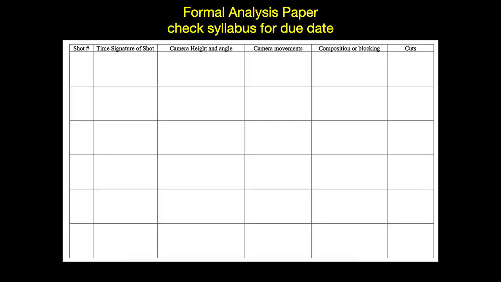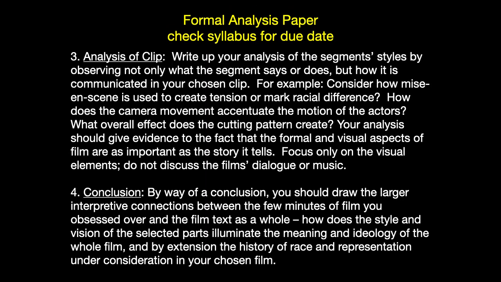After you've filled out your shot chart, and again, there is an example on the course website of a brilliantly filled out shot chart by a former student in this class. You then go to the most important section of your paper, which is the actual analysis of your clip. Remember, what is the clip saying and how is it saying it visually? So for example, how is mise-en-scène used to create tension or mark racial difference? How does the camera movement accentuate the motion of the actors? What overall effect does the cutting pattern create? And so on and so forth.